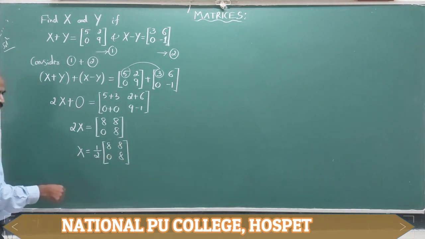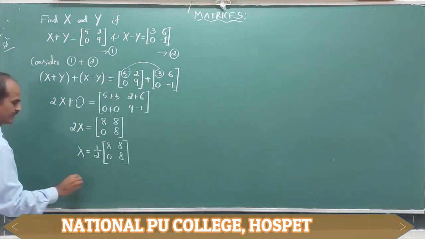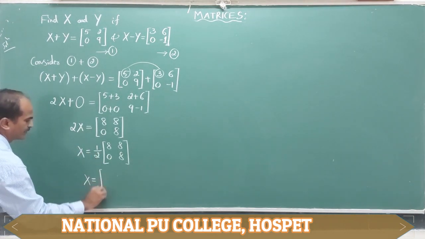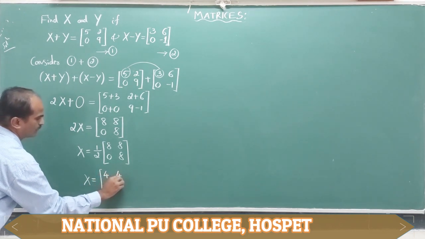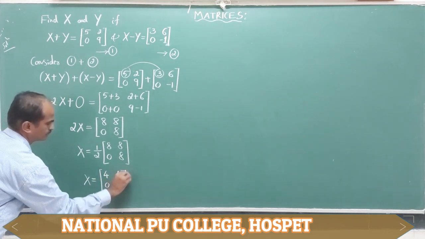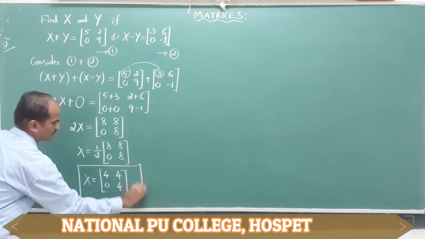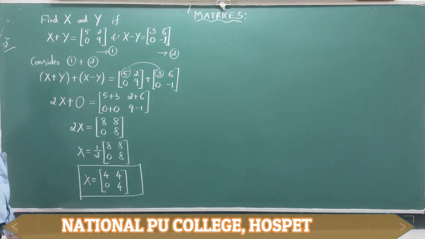Scalar multiplication of a matrix: multiply all the elements of the matrix by 1 by 2. So what are you ending with? It is 4, 4, 0, 4. So I am ready with matrix X.